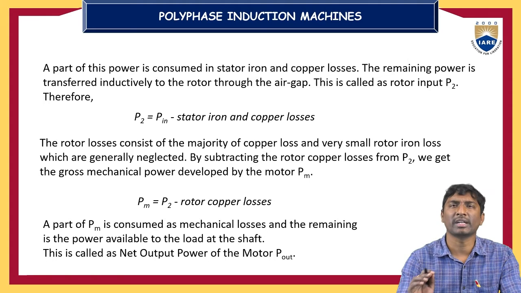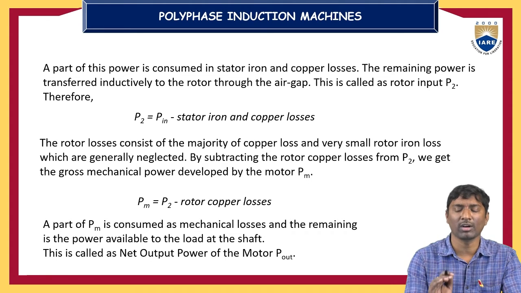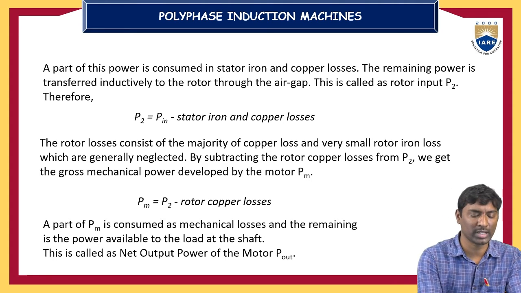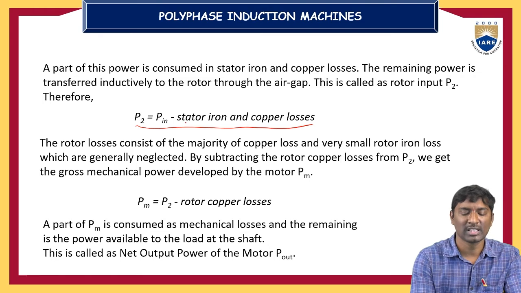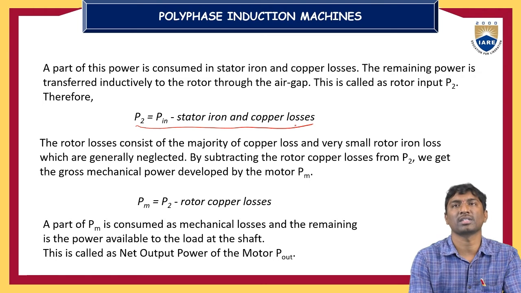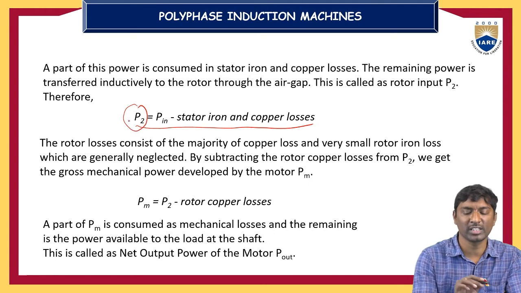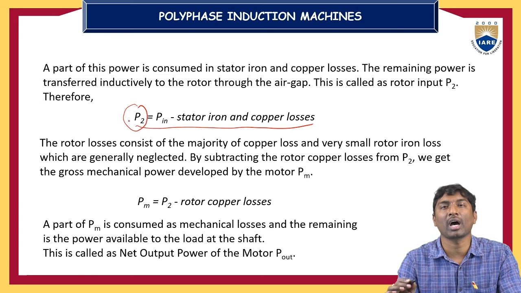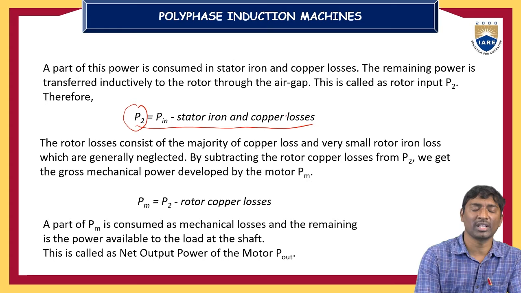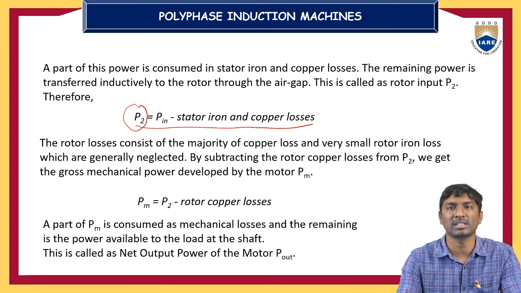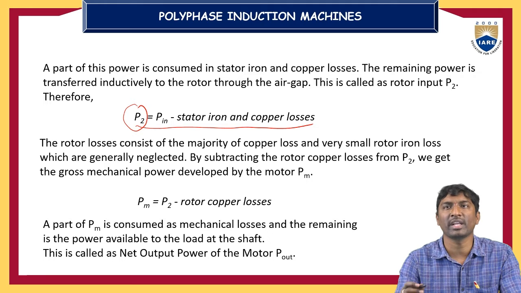Okay. So that is called the rotor input, that is P2. P2 is equal to the input power, that is the stator input power, minus the stator iron and copper losses. Then I am getting P2, which is nothing but the rotor input power. Okay. So then after that, the rotor losses consist of the majority of copper losses, and very small rotor iron losses will be there.